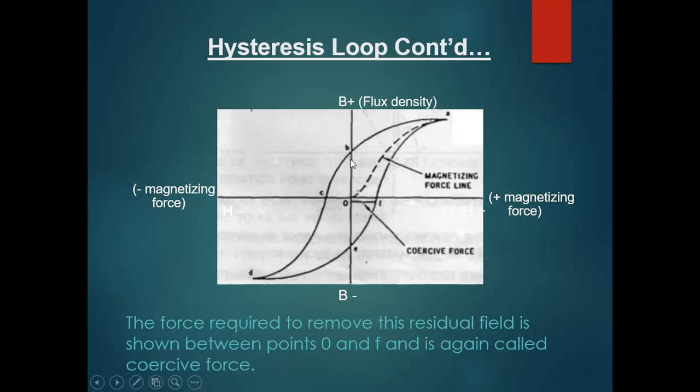Now this is the residual magnetic field. This depends upon the retentivity of the material. If retentivity of the material is high, then there is more residual magnetic field. If retentivity is less, then there is less residual magnetic field. Now this is the reverse magnetizing force necessary to remove this residual magnetic field. If the residual magnetic field is less, then less reverse magnetizing force is required to remove it, and this reverse magnetizing force is the coercive force.